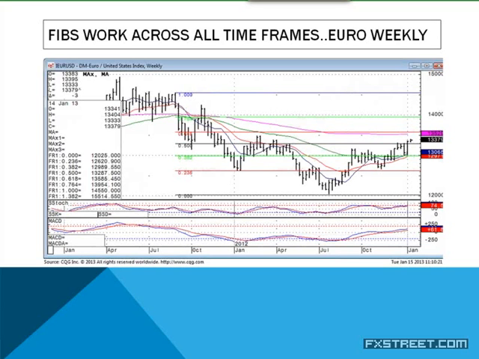You've got that 60-minute chart for short-term traders. You've got the weekly chart for your long-term fund managing traders. So you can see they're used all right across the board. Everybody who trades does look at Fibonacci retracements because they're very important in entering and exiting a trade.